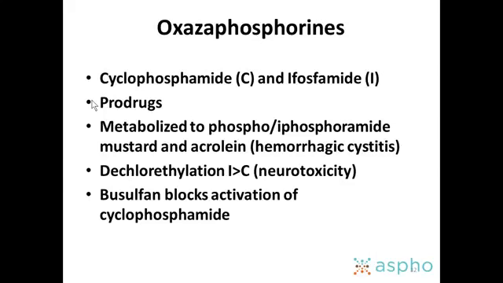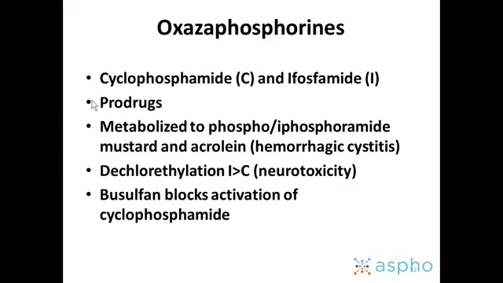So going into the individual drugs where we can spend a little more time, starting with the oxazaphosphorines, cyclophosphamide and ifosfamide are the most common. They are both prodrugs. They are hydroxylated in the liver, and then they are metabolized ultimately to phosphoramide mustard and acrolein, and acrolein is what causes hemorrhagic cystitis.